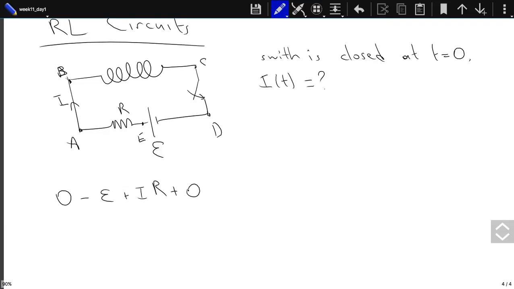Now the tricky part is from B to C. Let's say it will be L dI by dt. Is it positive or negative? Why? Anybody else? Okay.